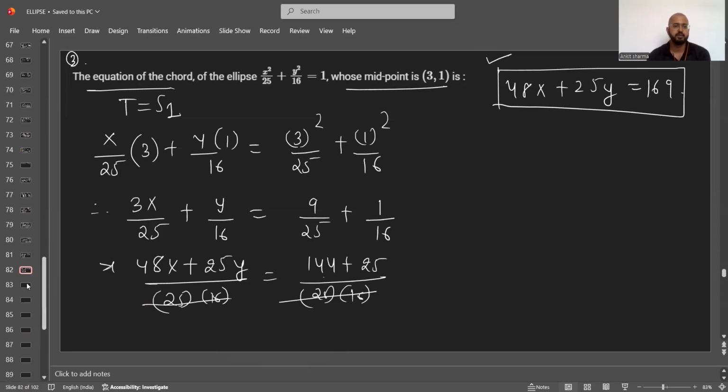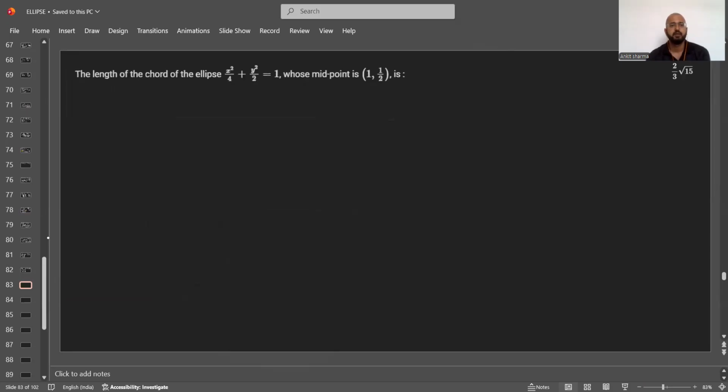Let's see one more. So this problem, I want you to pause the video and then try it on your own. So we want the length of the chord of the ellipse whose midpoint is 1 comma 1 over 2. And the answer you should get is 2 by 3 root 15.